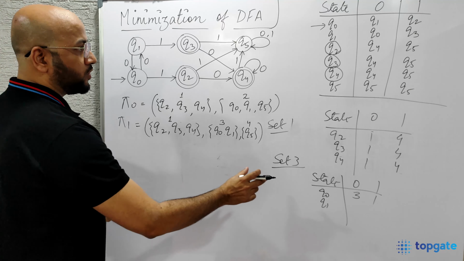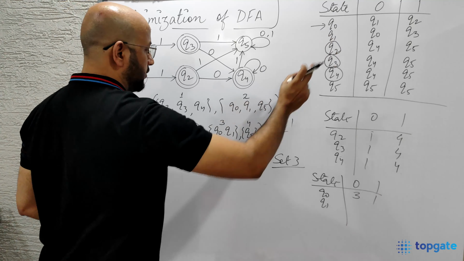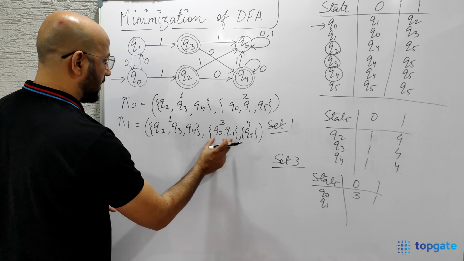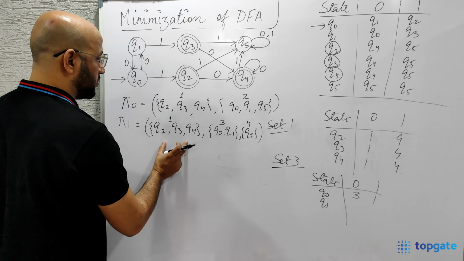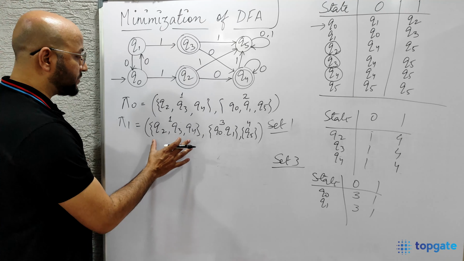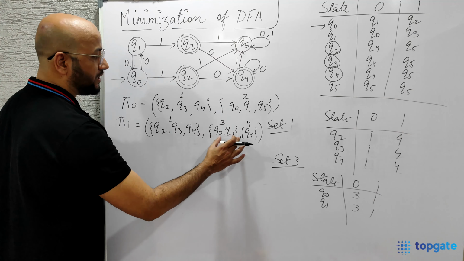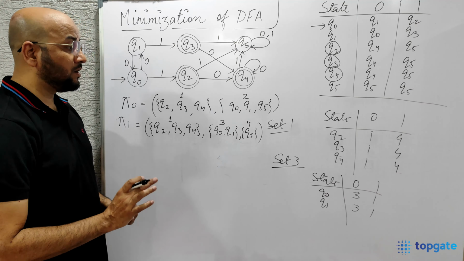Correct. For Q1, Q0 and Q3. Q0 is 3 and this is 1. So 3, 1. You can see Q0 and Q1 both are similar, therefore set number 3 need not be split. Therefore this pi 1 becomes my final equivalence, and set number 1, set number 3, set number 4 become the states of the minimized DFA.